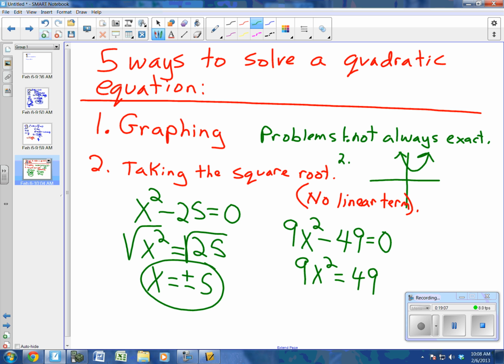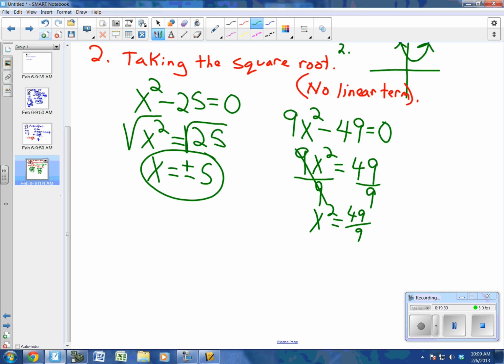Okay, Monica, what can I do next to get x squared by itself? To get x by itself. How do I get rid of this 9? Yep, divide by 9. Okay, 9's cancel out, and I get x squared equals 49 over 9.